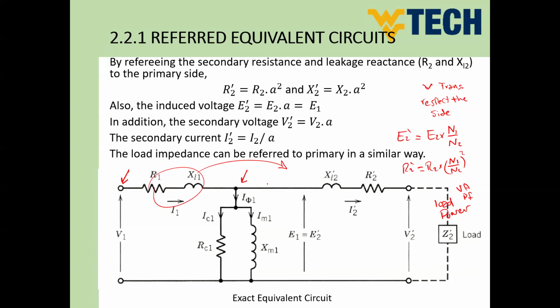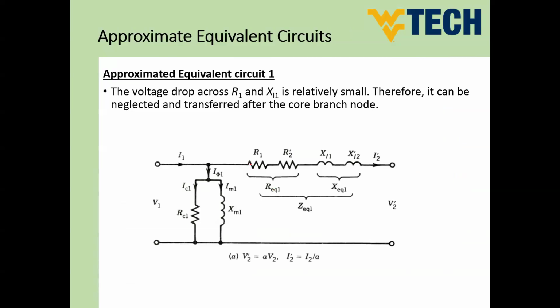How does this help to simplify the circuit? Let's see. If we move the R1 and XL1, we would now have R1 and R2 prime here. Let's refer to this term as R equivalent 1. And XL1 plus XL2 prime, let's refer to this term as X equivalent 1. R equivalent 1 or X equivalent 1 means equivalent, that is total, primary and secondary. The subscript 1 all of the time, guys, means that everything is referred to the primary side.